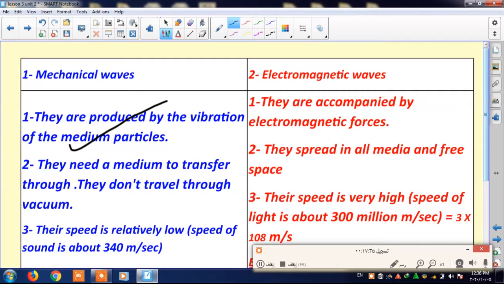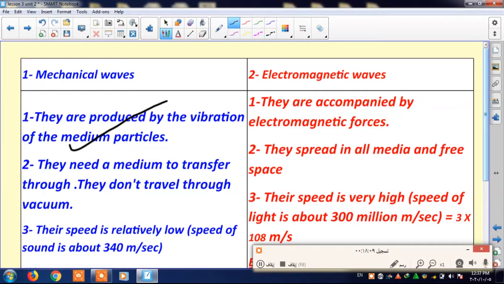Second one, how can we hear each other? The larynx vibrates and produces sound. The air particles or molecules carry this sound to your ear. So the ear, inside the ear vibrates and hears my sound. So the air is the medium needed to transfer my sound to you.